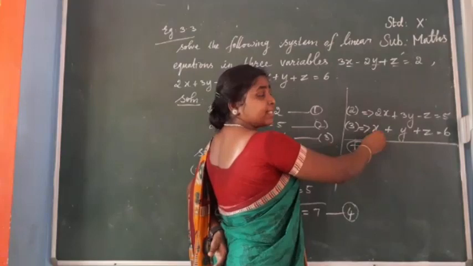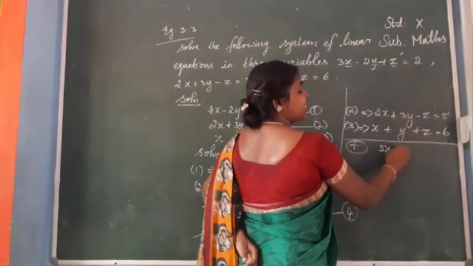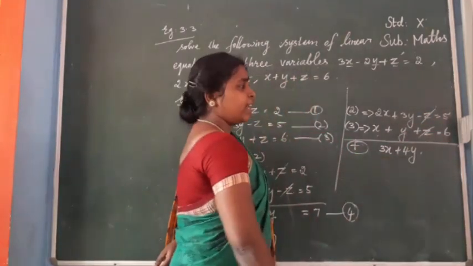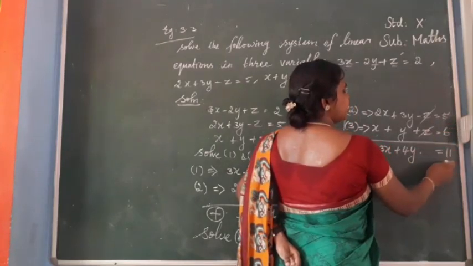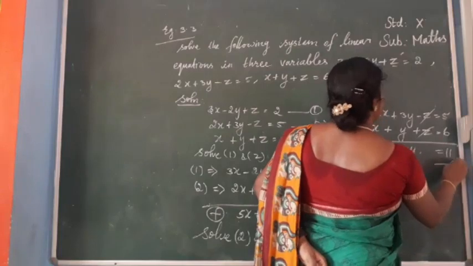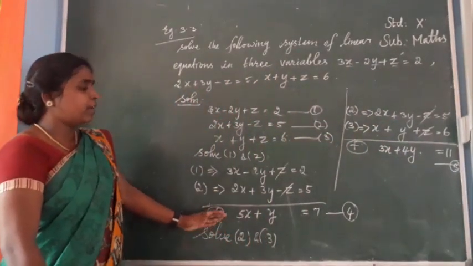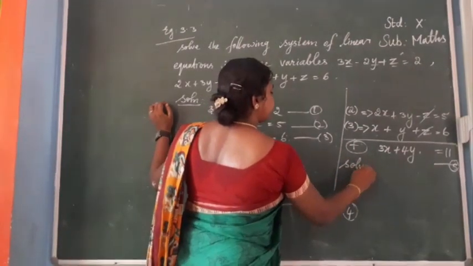2x plus x is 3x. Next, 3y plus y is 4y. Minus z plus z is cancelled. Remaining on the right hand side, 5 plus 6, so 5 plus 6 is 11. This is equation 5. Now we are going to solve equations 4 and 5.